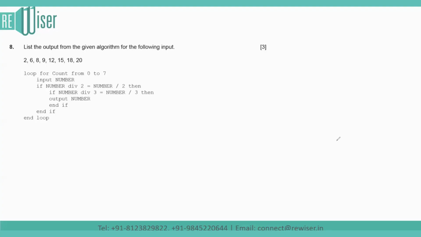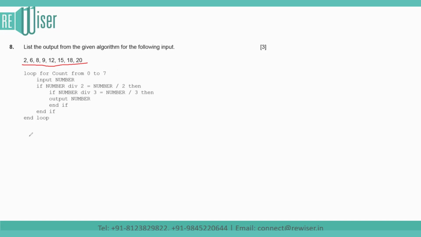Question number 8. List the output from the given algorithm for the following input. So these are the input values that are given, and this is the algorithm that we need to run through. This is given in pseudocode. So loop for count from 0 to 7. The value of count will run from 0 to 7.